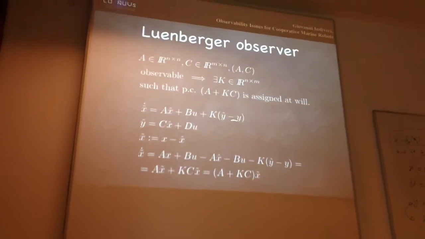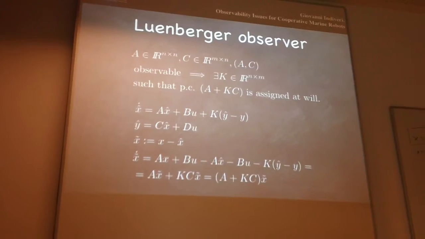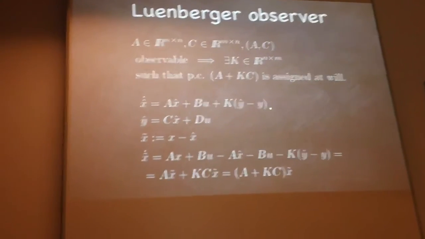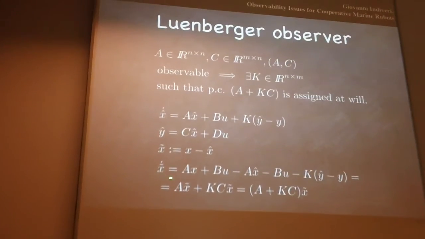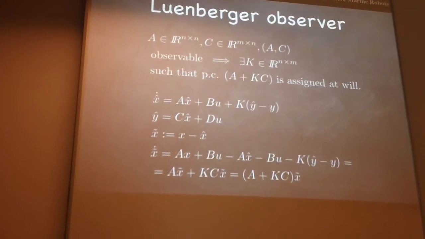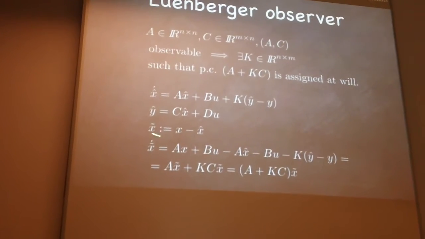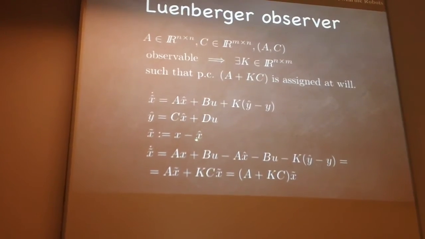Because this quantity is known. Now, why is it interesting to design this kind of structure? We call this a filter, and why does it work? Because if you compute the evolution of the difference, let me call this the estimation error, you see what this quantity is? This is the difference between the real state and the estimated state.